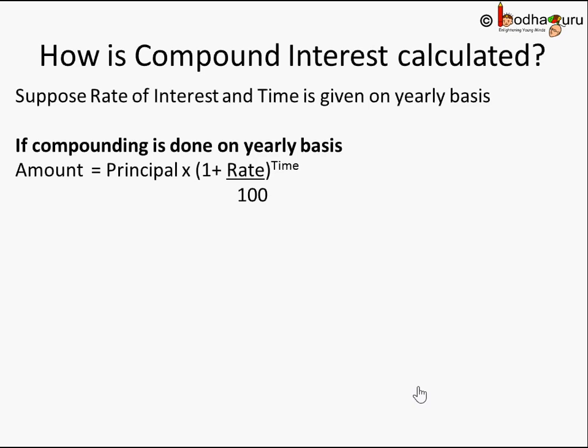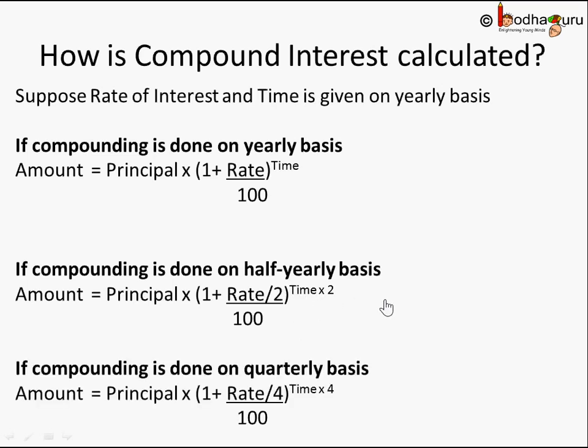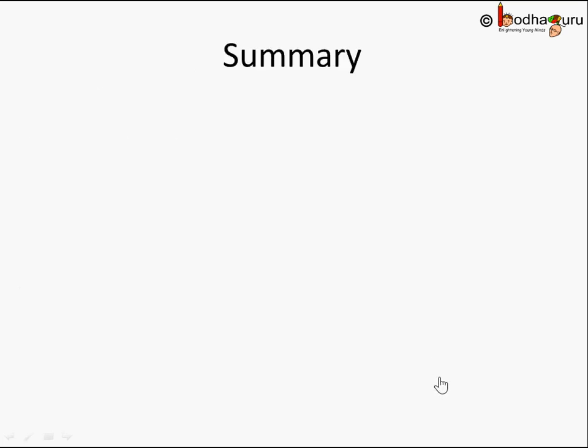So in a nutshell, if you are compounding on a yearly basis, your formula is amount equals principal into 1 plus rate by 100, to the power time, assuming rate of interest and time are given on a yearly basis. If you are compounding on a half yearly basis, you divide the rate by 2 and multiply the time by 2, because you are doing everything on a half yearly basis. If you are doing it on a quarterly basis, you divide it by 4, because 1 year has 4 quarters, a quarter being 3 months. So rate by 4, whole bracket, to the power time into 4, right?